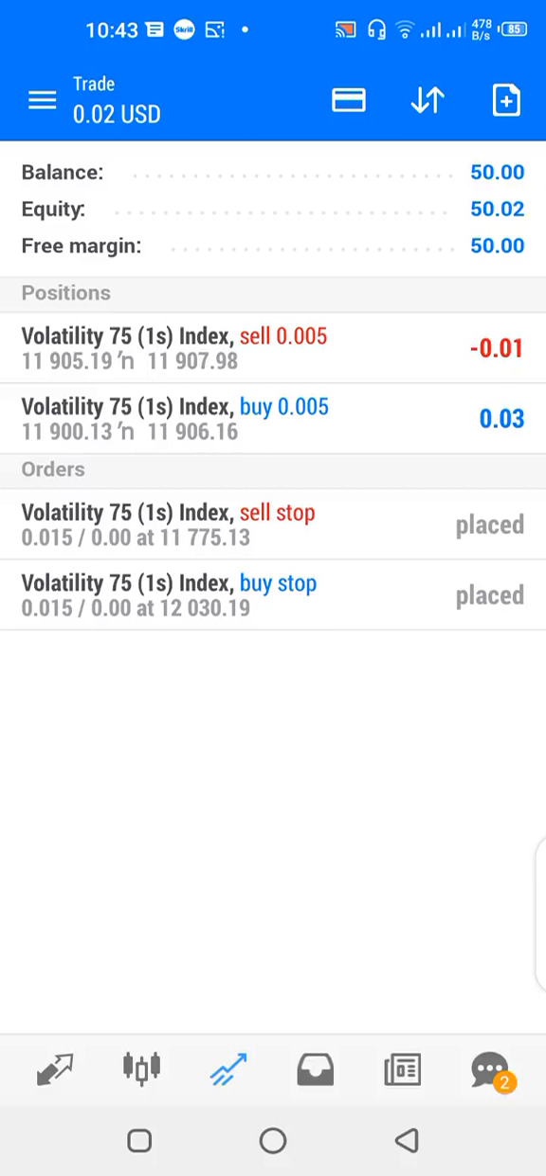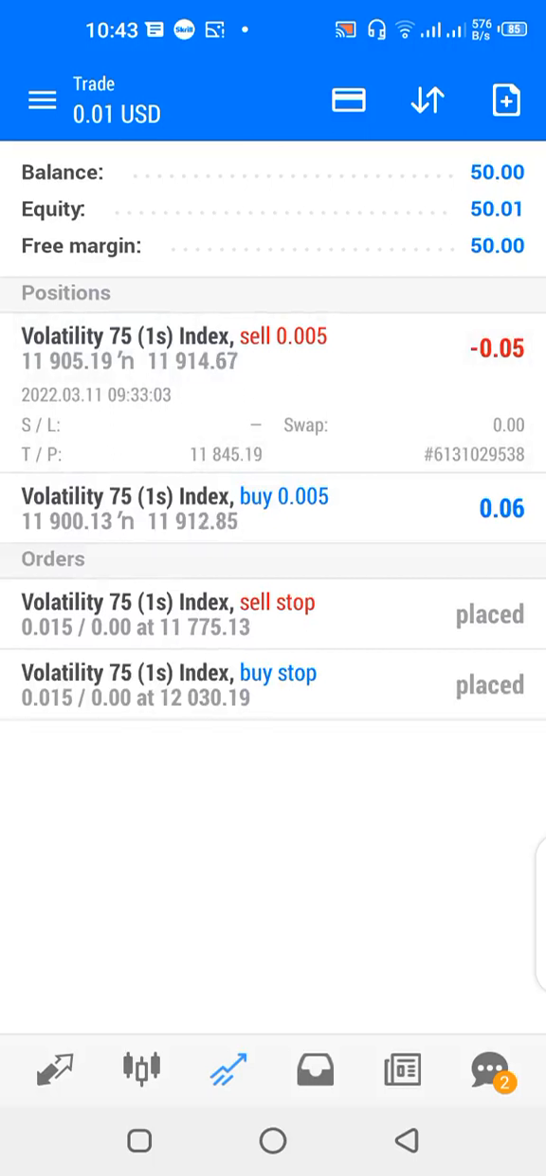Then the third pending order will be 0.12. So the first trade will always be 0.005, the lowest lot size on V75 1s. Now when the range continues, for the Grail Hedge strategy, the first edge trade, which will be a pending order, the lot size will be 0.015. If the range continues, the second pending order, which is the second edge trade, will be 0.04. If the range continues, the third and final edge trade will be 0.12.